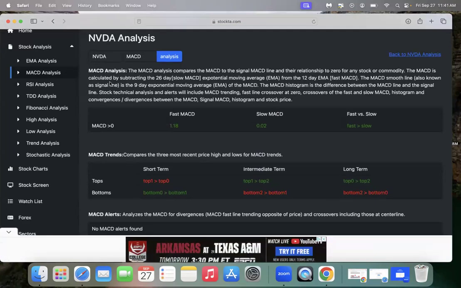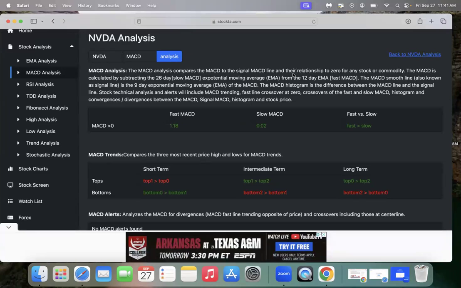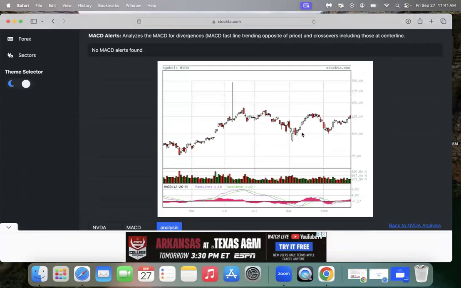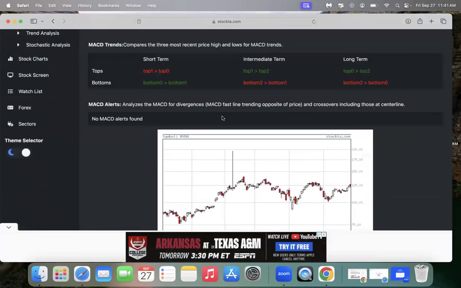MACD, you can read through all these things, but we measure short term, immediate term, and long term. And then we have it mapped out here.